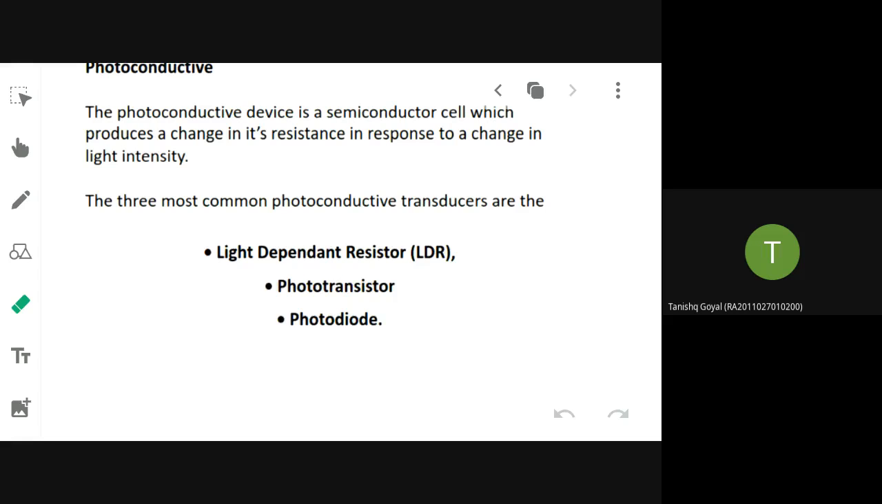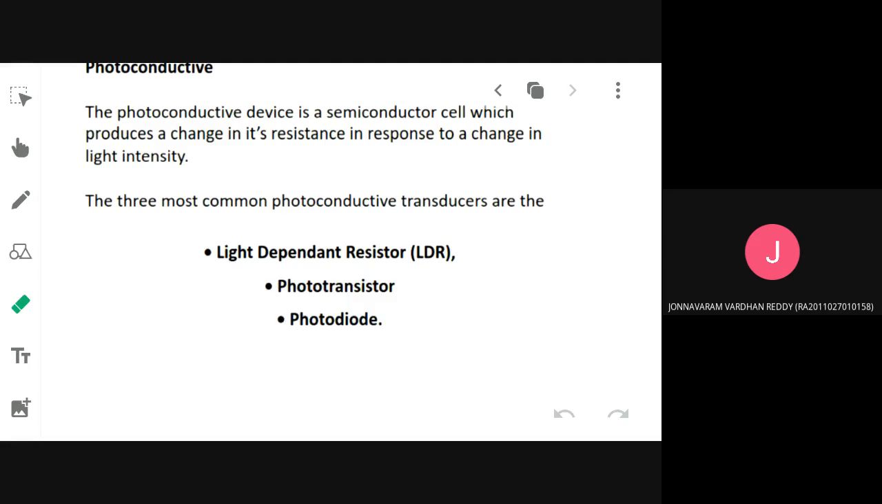What examples are given? Photoconductive transducer means what examples are given? Light dependent resistor, phototransistor, photodiode. So why are these called photoconductive? They are photoresistive transducers.